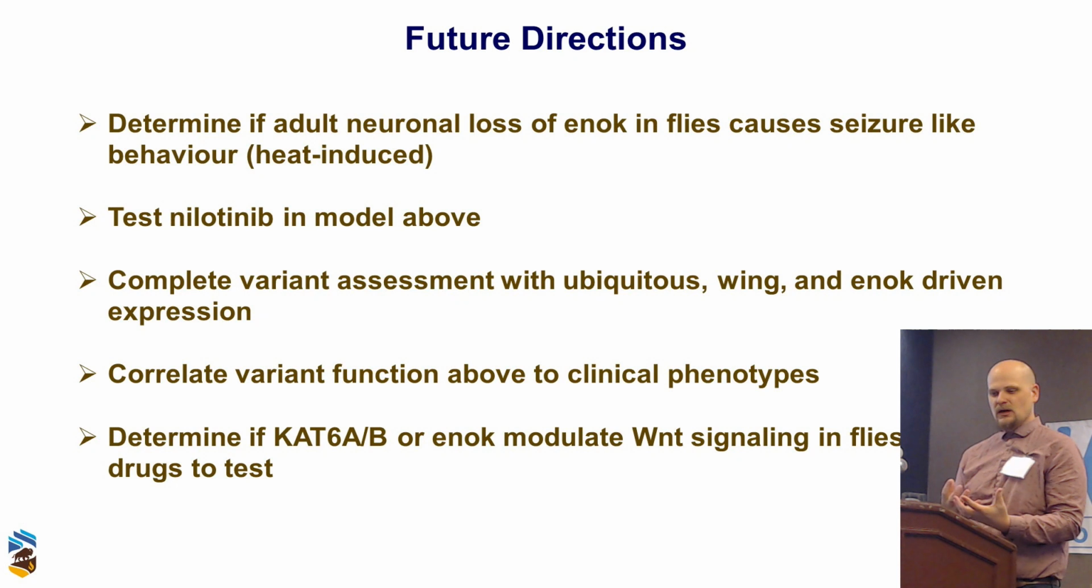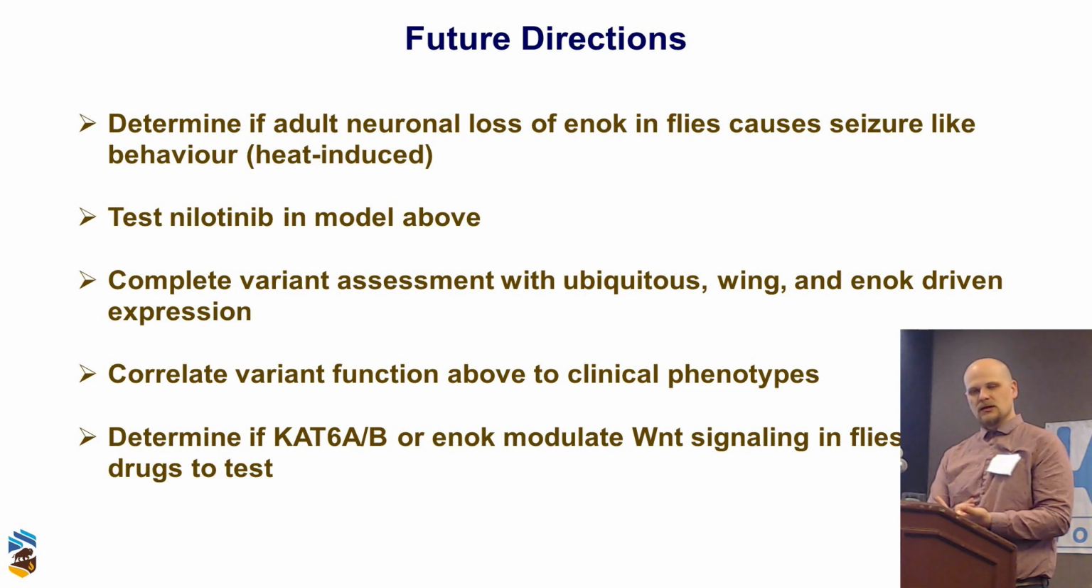So the future directions that we're doing this summer is we want to find some other phenotypes with our adult knockdown of ENOC in flies. Not all KAT6 patients get seizures, but having another assay in flies to induce seizures to potentially test drugs, the more assays we have with a phenotype, the more ability we can test drugs to rescue those problems in the flies. We want to test nilotinib and other drugs in that model I just stated, and complete our variant assessment in the wing. There's another direction I alluded to, humanization, but I don't have time to talk about it, but it's genetically complex.